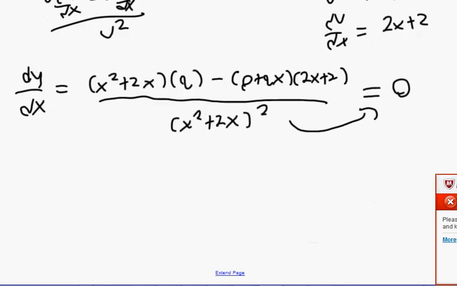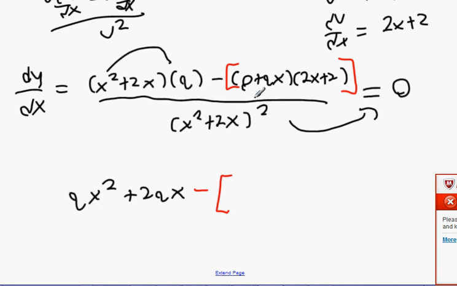Now let's look what happens here. It's going to be qx squared plus 2qx. And now this minus changes the complexion of the full thing. So I'm going to put in a minus, a bracket. I'm going to get 2px plus 2p plus 2qx squared, 2qx squared, and what's the last part then? Plus 2qx.